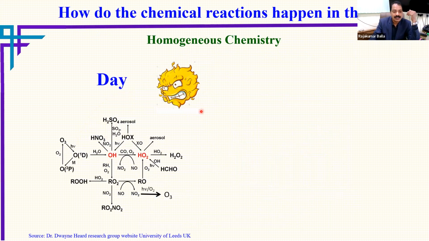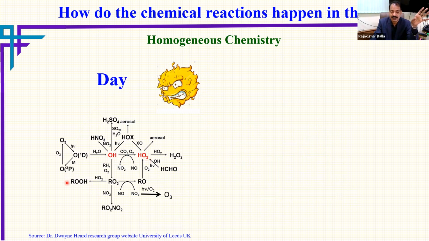Now, in the daytime, the complete chemistry is driven by OH and HO2. This entire picture represents that. The entire chemistry is cycled around, or centric on, OH and HO2. That's peroxy radical and hydroxyl radicals.